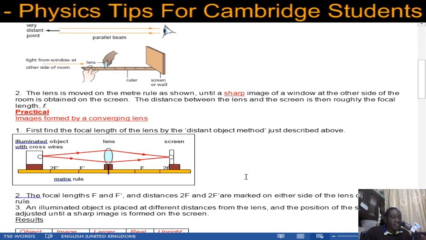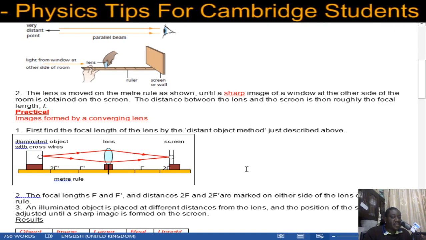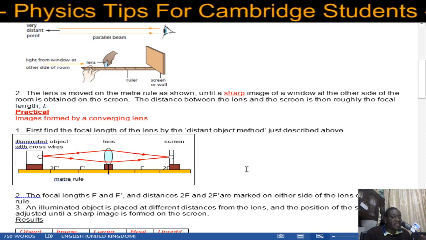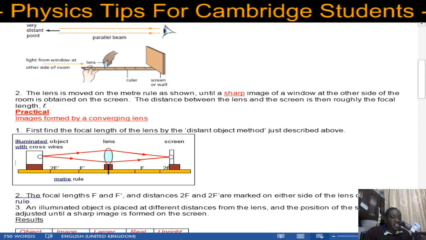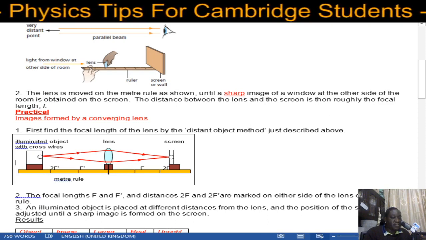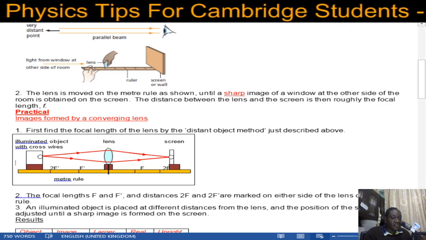So the focal length f and f prime, 2f and 2f prime are marked either side of the lens on the meter rule. An illuminated object is placed at different distances from the lens, and the position of the screen is adjusted until a sharp image is formed on the screen.